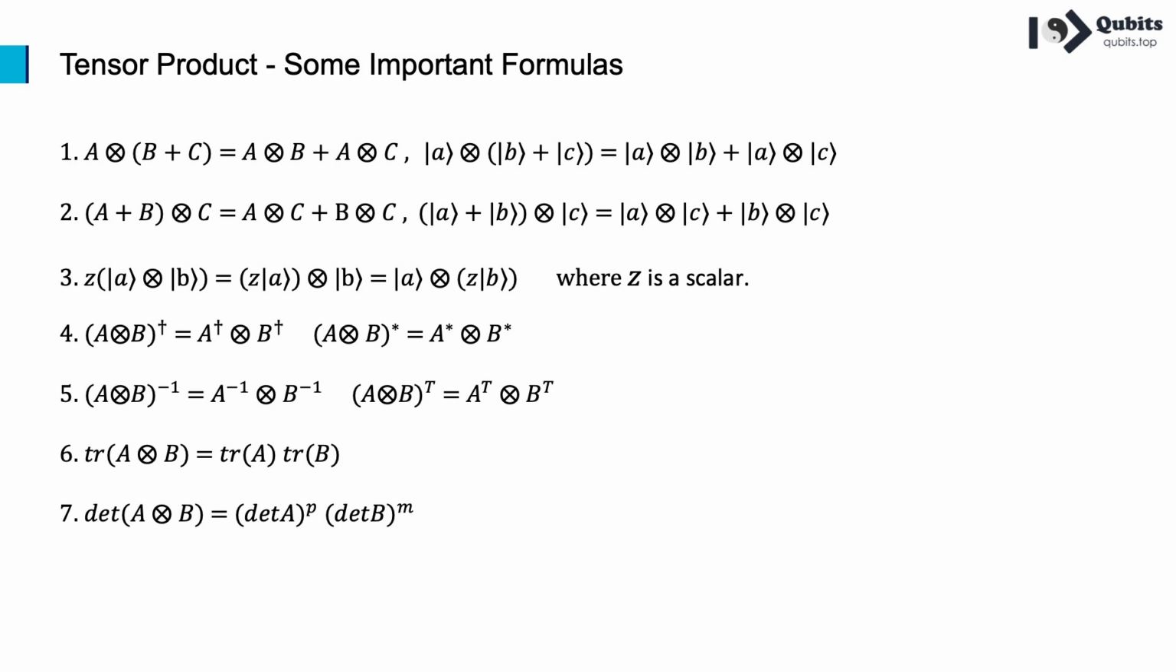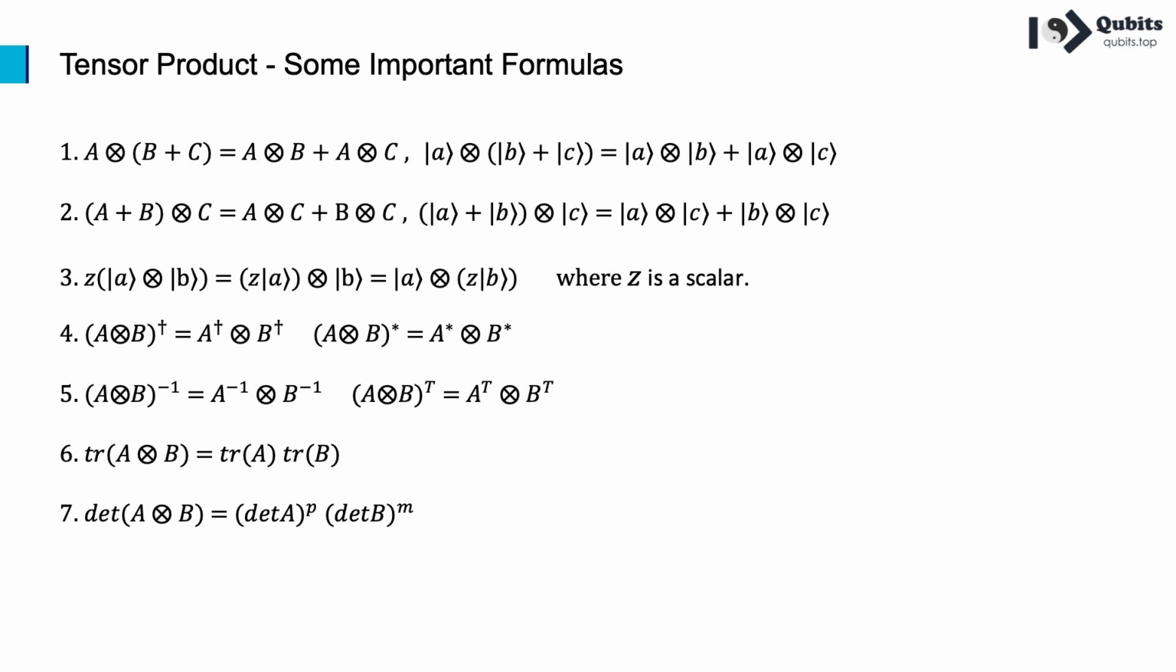The tensor product is associative, distributive, and satisfies the scalar multiplication property, meaning that the order in which we apply the tensor product does not matter, and we can factor out scalars from one of the quantum systems before applying the tensor product. The transpose conjugate of a tensor product is the tensor product of the transpose conjugates of the individual quantum systems. This is useful for calculating certain properties of quantum systems, such as their inner product.